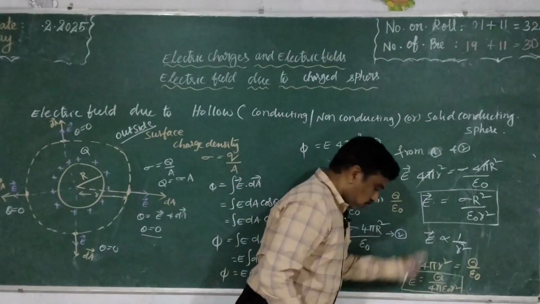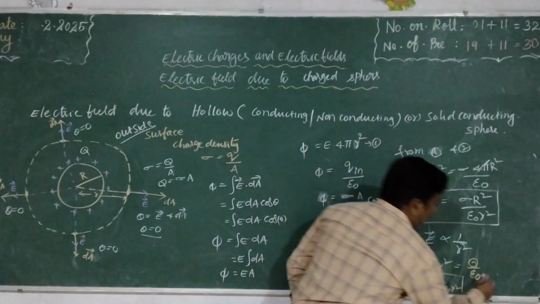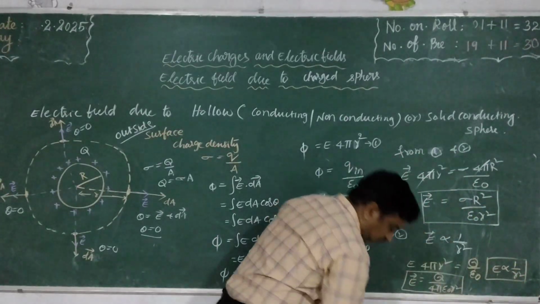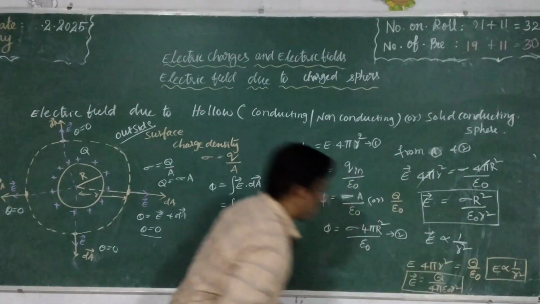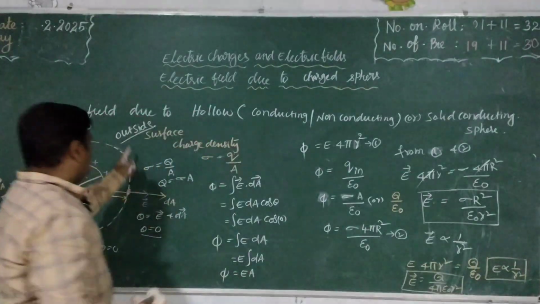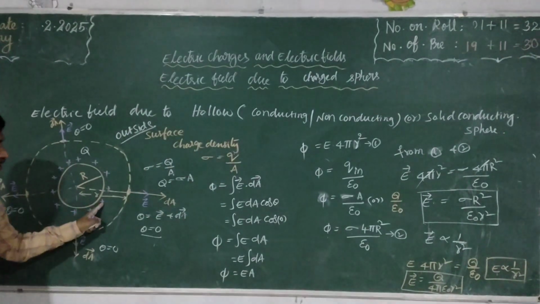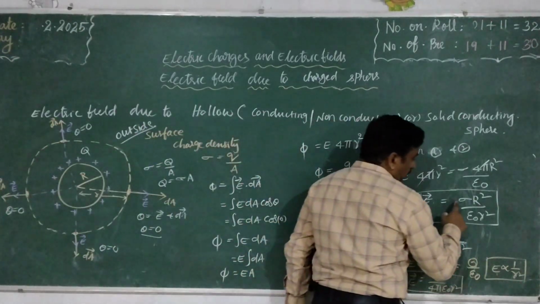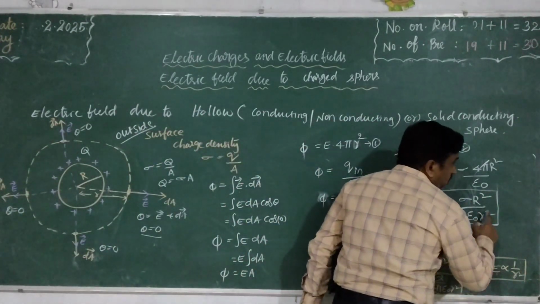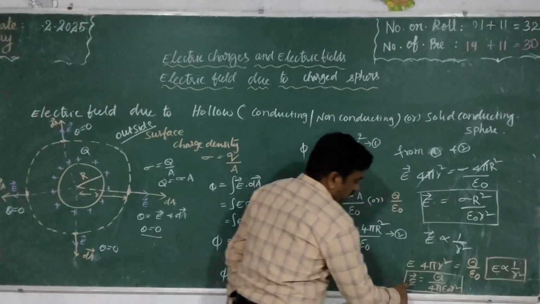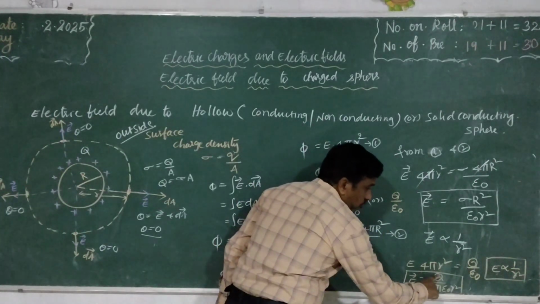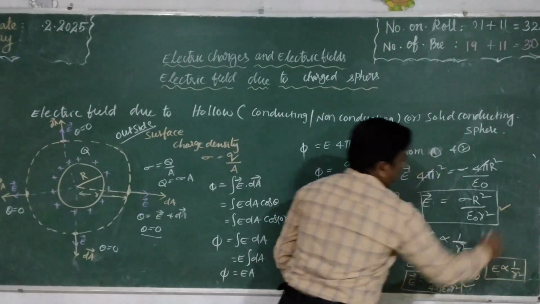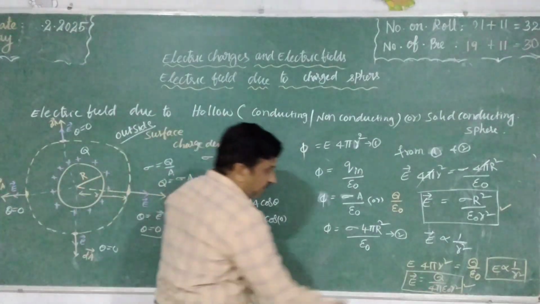Either this one or this one, both are correct. Here also E is proportional to 1 by r square. The electric field is inversely proportional to the square of the radius. So the electric field outside the sphere, at a distance from the center, we can write as E equal to sigma R square by epsilon naught r square, or E equal to Q by 4 pi epsilon naught r square. Both are correct.